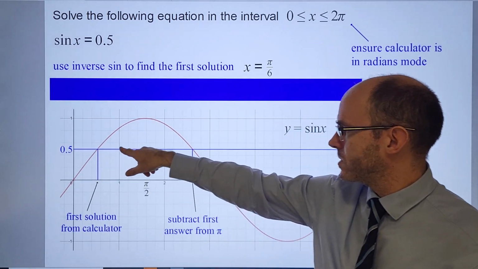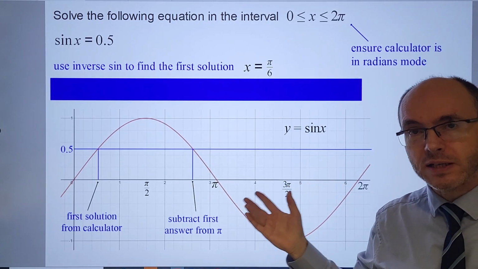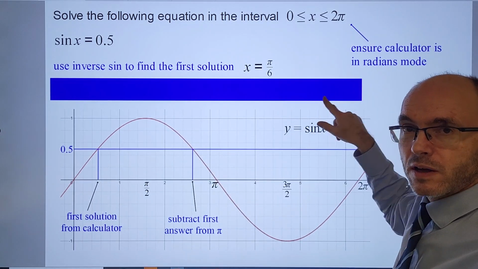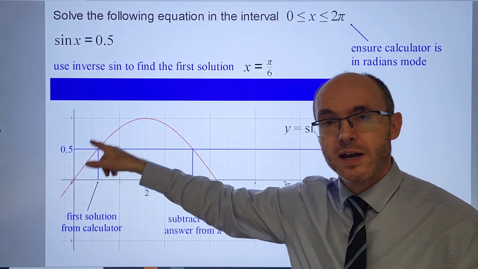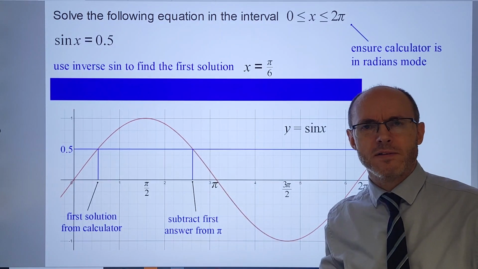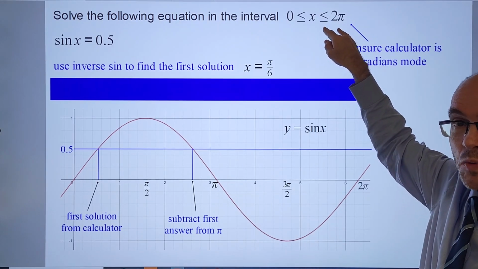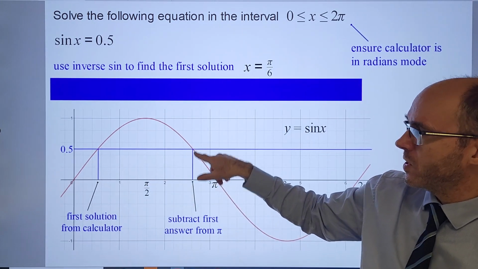If you continue this line, it's going to meet it again, and again. It will meet it infinitely in both directions, because the sine graph will do this forever in both directions. So this horizontal line will meet the graph an infinite number of times. That's why you're given an interval in which to leave your answers, because you only want the answers between 0 and 2 pi. So this is the second answer we're looking for.